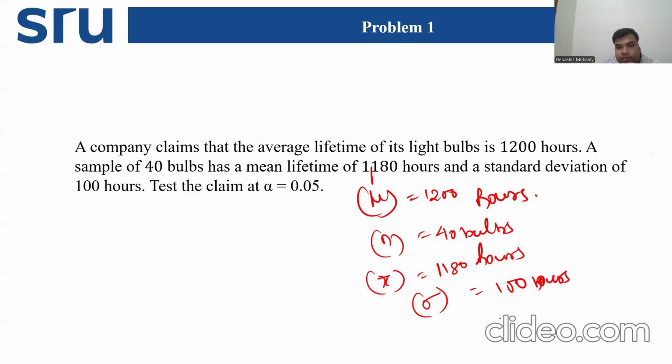So these data are given. The significance level alpha is 0.05. Right? So these things are given in this question. Try to read this question again. A company claims that the average lifetime of its light bulb is 1200 hours. A sample of 40 bulbs has a mean lifetime of 1180 hours and a standard deviation of 100 hours. So test the claim at alpha equal to 0.05.